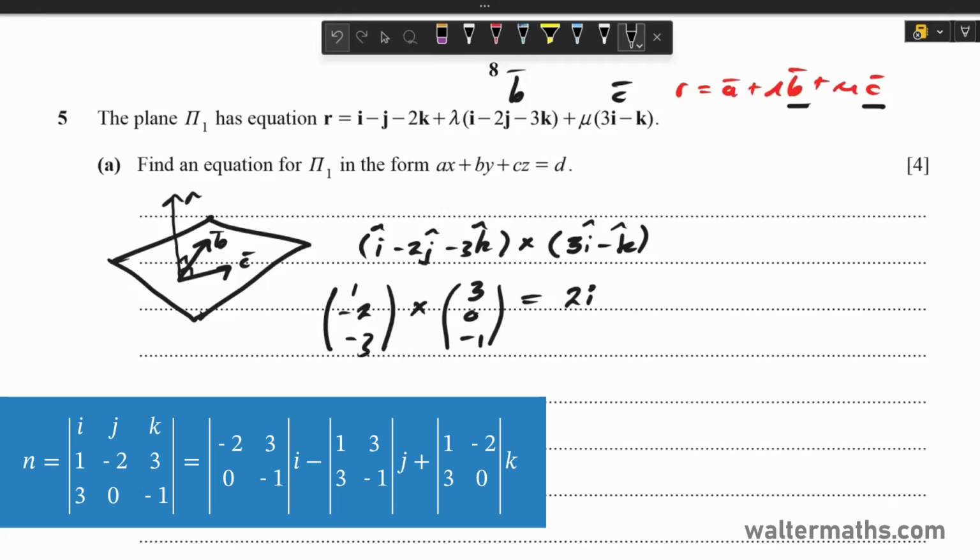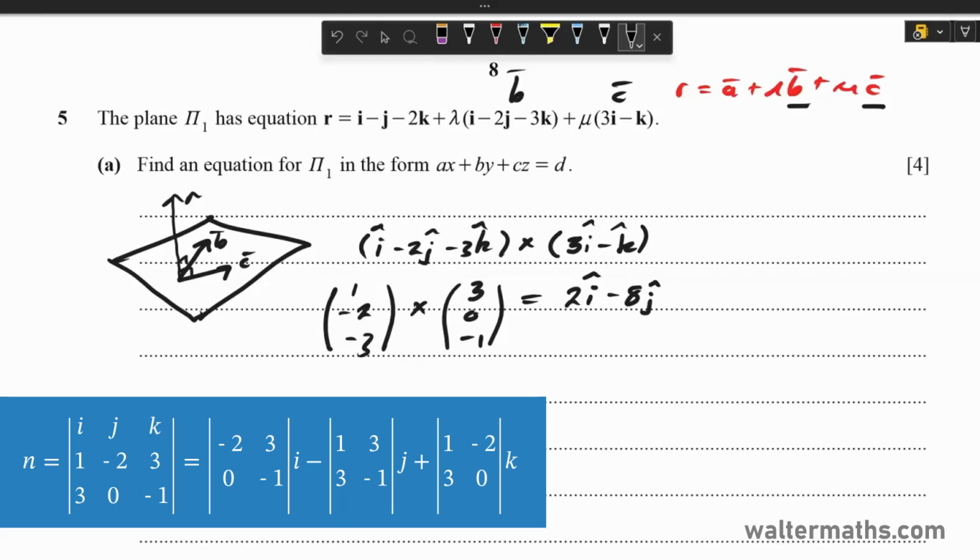Then I'm going to close these two. So I'm going to do 1 times minus 1 minus 3 times 3. So that's like minus 1 plus 9, which is 8. So we have 8j here. Actually, it's minus 8j because for this middle one, we put a minus.